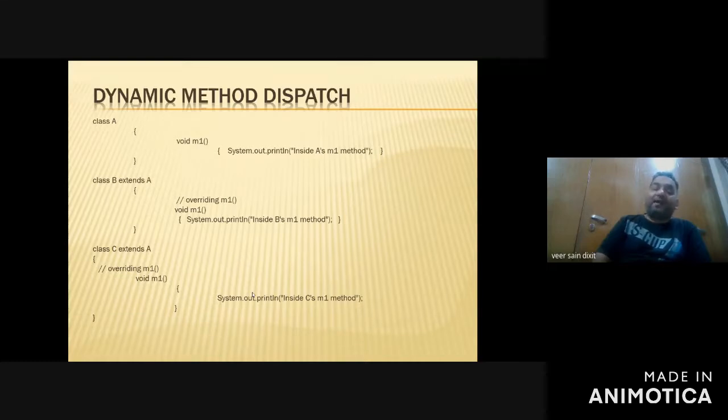Then there is another class, C, which is also a subclass and which is extending the superclass A. It is evident here that again you are overriding the superclass method M1. The name of the method is the same, the return type is the same, and there are no arguments. So every method is the same, and which method will be executed at runtime is the issue, and that will be handled through dynamic method dispatch.